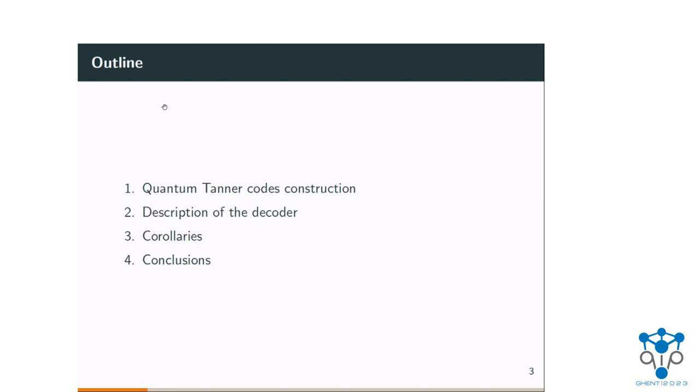So here's the outline for my talk. First, I'm going to give a brief description of quantum Tanner codes, which is the asymptotically good family of codes that we're going to be decoding. Then I will give a description of the decoder, so what exactly is the algorithm we use to decode these things. Finally, I will also give some corollaries of the fact that we have this decoder, and then some concluding remarks.